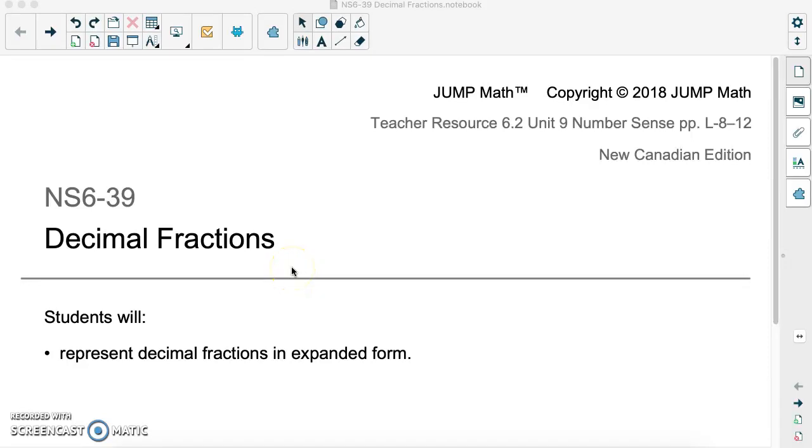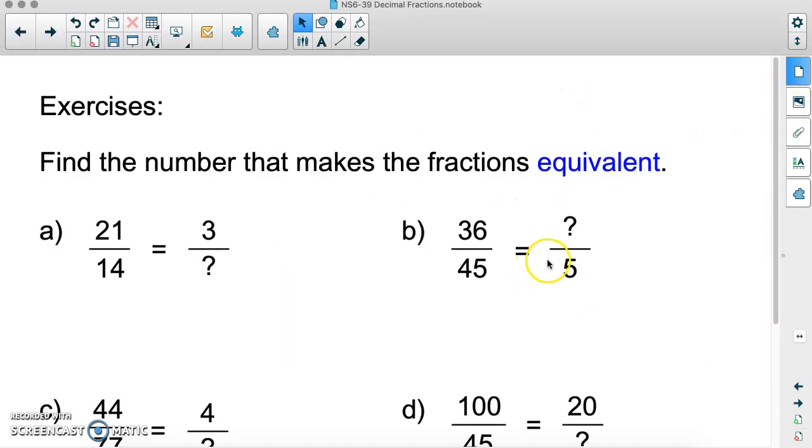This next lesson is on decimal fractions. So students will represent decimal fractions in expanded form. So let's just begin with a warm-up exercise. You're going to find the number that makes the fractions equivalent on your whiteboard.